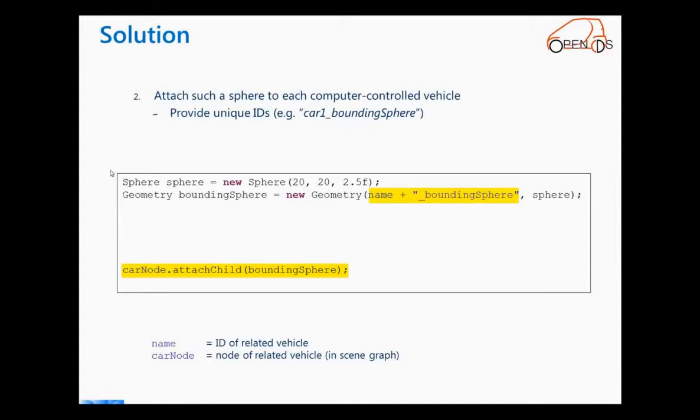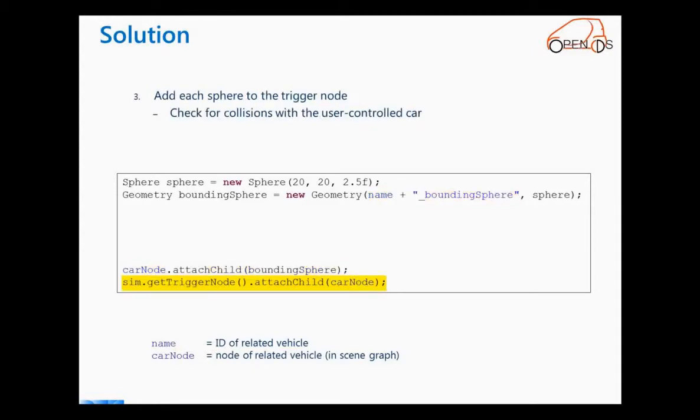So we are moving over to the third step, which is the collision check. As already mentioned, only those objects that are attached to the trigger node will be checked for collisions. So what we do next is we take the car node, which contains a bounding sphere, which again contains the graphical representation of that sphere, and attach all of them to the trigger node. Then we already have almost everything.